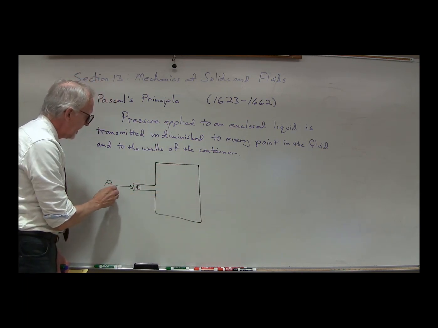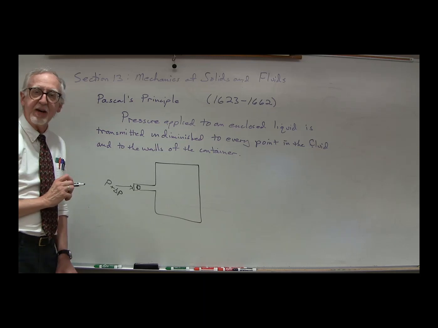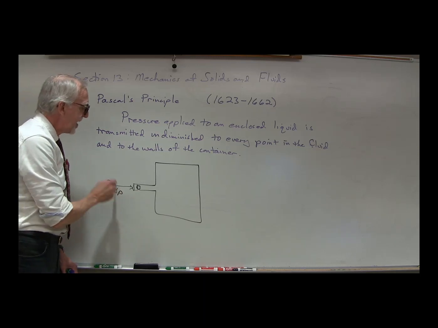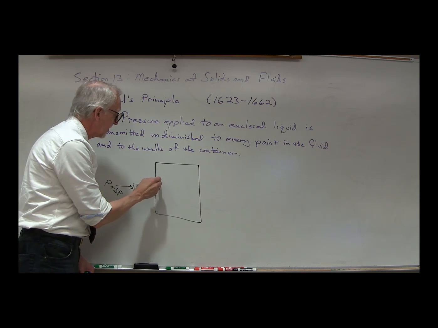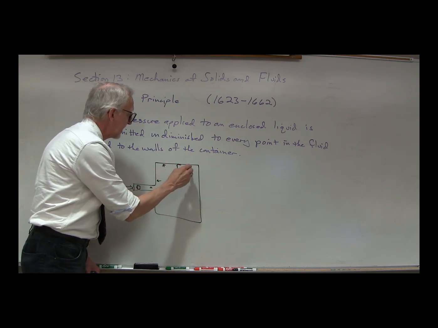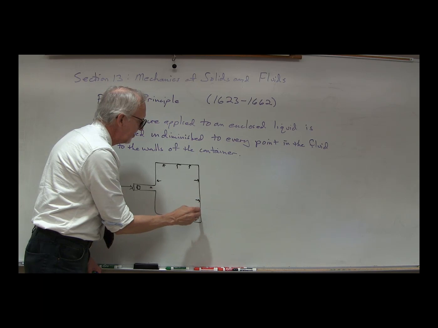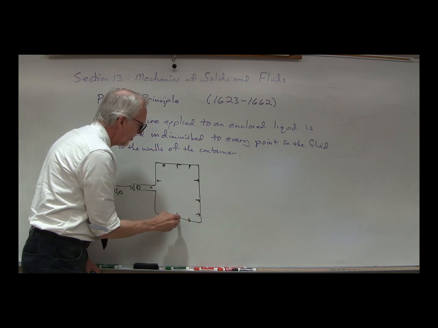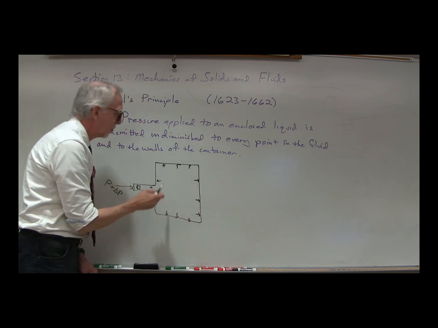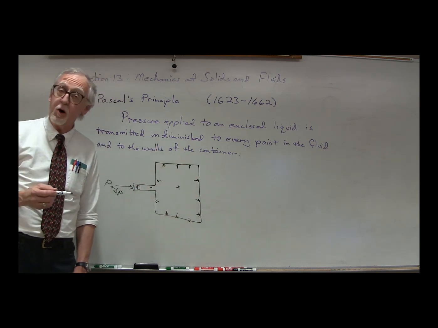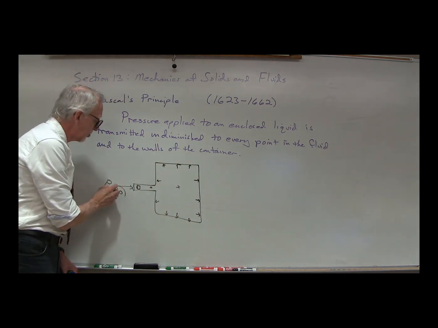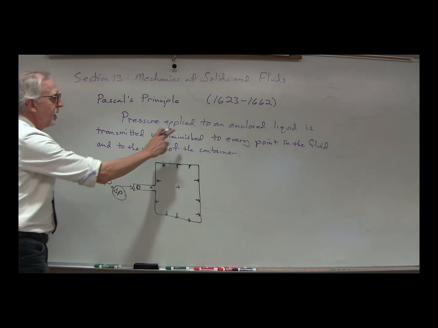But if we increase this pressure by some amount delta P, then that increase in pressure will be the same increase in pressure as experienced at every point in the fluid and on the walls of the container. So the pressure everywhere, inside and around on the walls, will all increase by the same amount.